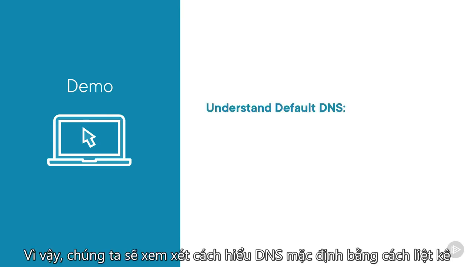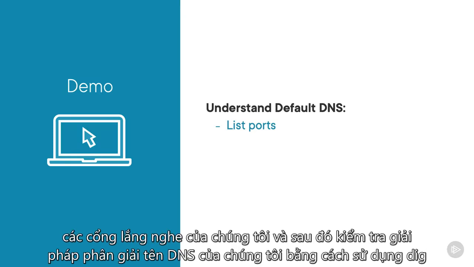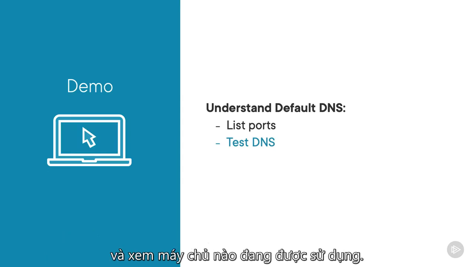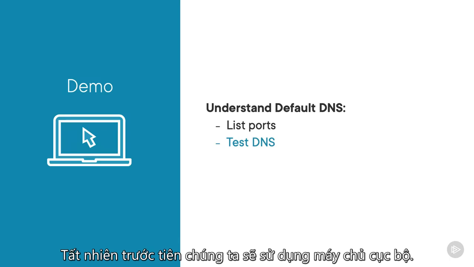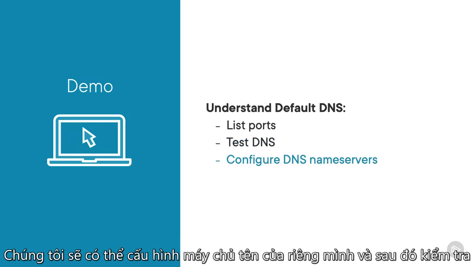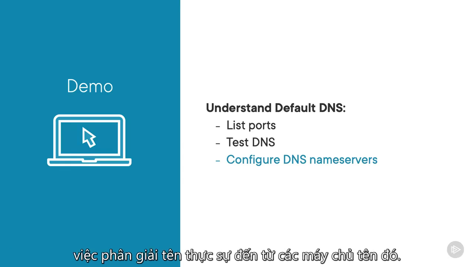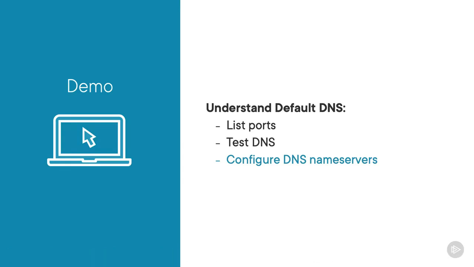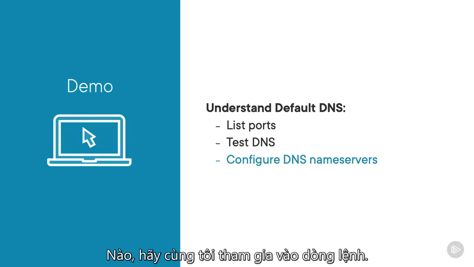So we're going to be taking a look at understanding the default DNS by listing our listening ports and then testing our DNS name resolution using dig and seeing which server is being used. Of course, it's going to be our local server to begin with. We're going to be able to configure our own name servers and then test our name resolution is actually coming from those name servers. Come on, join me at the command line.